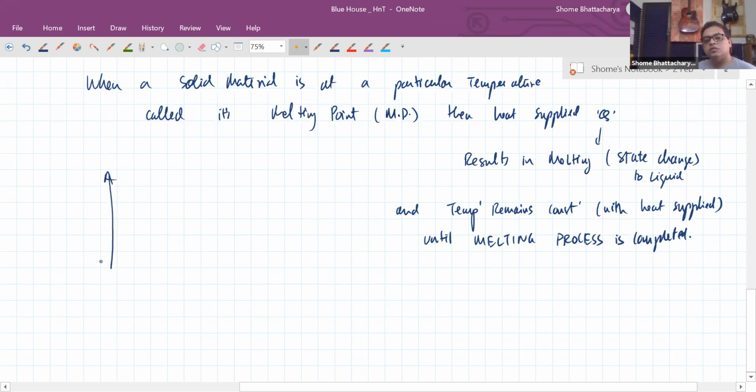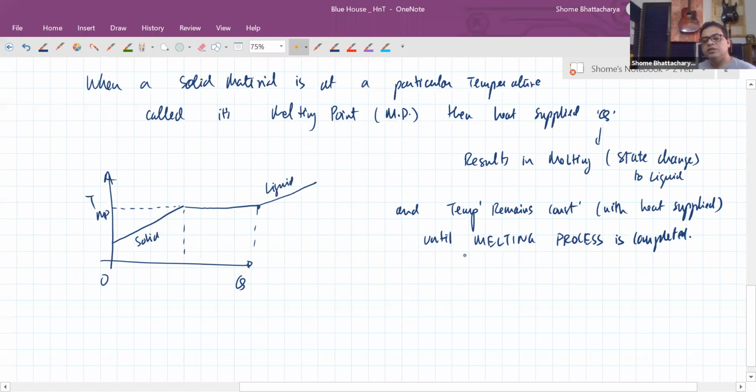Okay, so we look at temperature versus heat supplied. Now we are supplying heat, but the moment we reach the melting point, the temperature becomes stable for heat supplied till all the solid is converted to liquid. The temperature will start to rise again only when we have 100% liquid from the solid. So the amount of heat supplied for the melting process is directly proportional to mass.